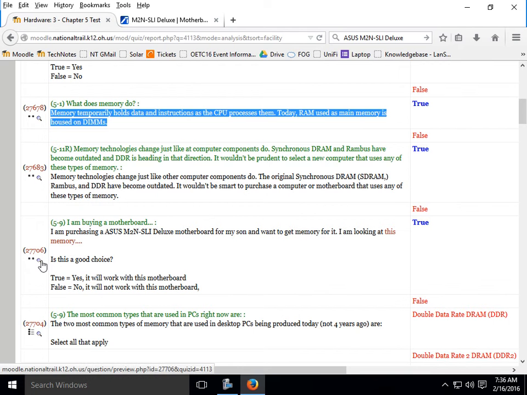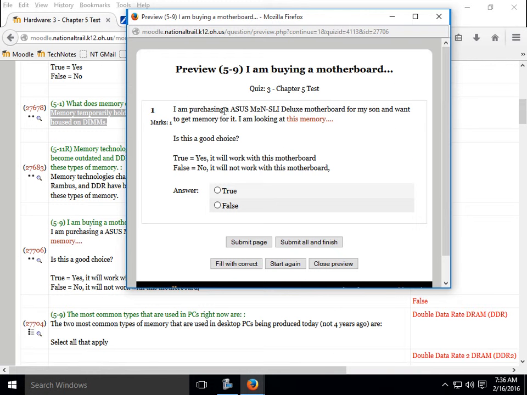Which one did I click on? That's the right one. Okay, I'm purchasing this. It's the same motherboard, isn't it? Is it the same motherboard? No. No? One of them is.